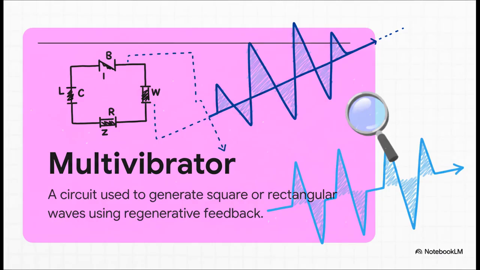Just think of it as a circuit that's specifically built to do one thing: flip a switch on and off really, really fast. It uses this clever trick called a feedback loop, where it basically talks to itself to keep switching back and forth. And that constant switching is what generates those clean, repeating square waves that act as the timing signal for so many other parts of a circuit.